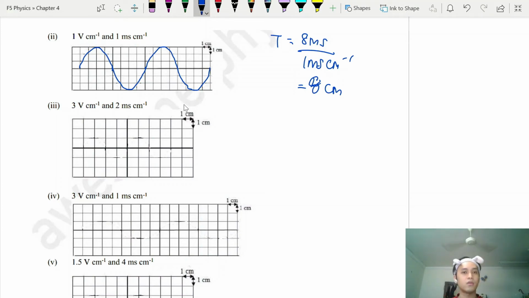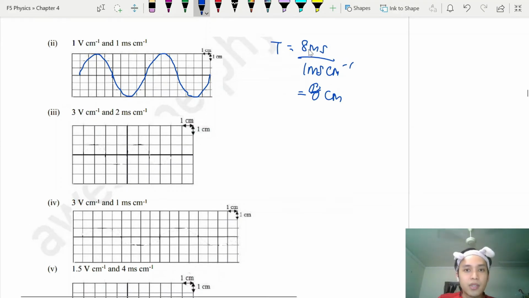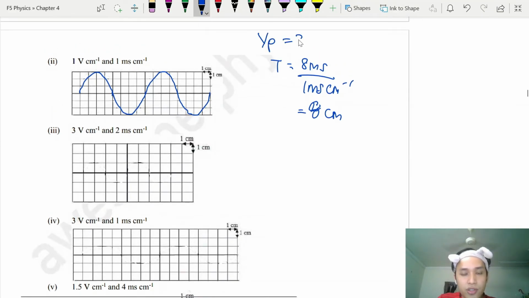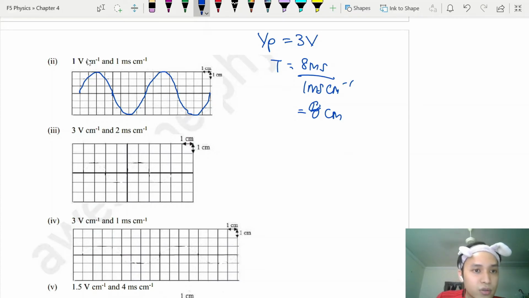Okay, so let me check. One wave is 8 centimeters. So 1, 2, 3, 4, 5, 6, 7, 8. Correct. And then my peak voltage is 3 volts. Now it's 1 volt per centimeter, so 3 volts is 3 boxes.